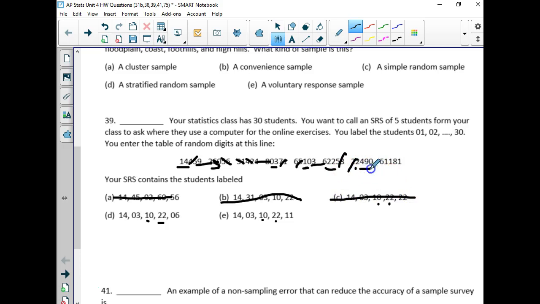49 is not okay, but 6 is okay. And that would be D. All right, make sure that you know how to describe that in words too, labeling all the students in alphabetical order, 01 to 30.